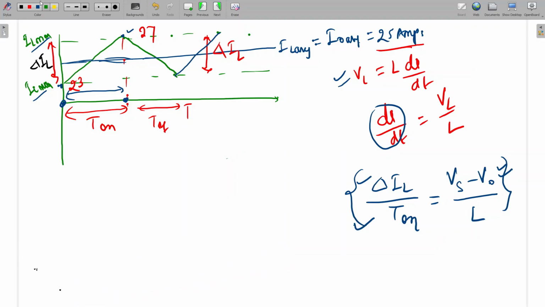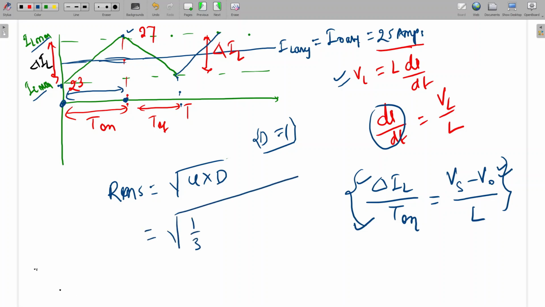See, what formula I have told? RMS is equal to under root of U into D. Here, this is the big triangle from here to here. What will be the duty for this big triangle? Duty will be 1, because it is available for the total time period. So the value will be 1 by 3 into 23 square plus 27 square plus 23 into 27, and the duty is 1. So what will be the RMS value of this inductor current? Can anyone tell?